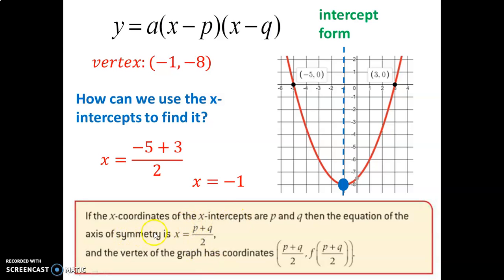To find the axis of symmetry, we can do p plus q, which means these two values added, and remember that they're the opposite of what you see here. You add those two values up, and then you divide by 2. So you're finding the average location right here. And then that whole point can be put into the function to get the whole vertex.